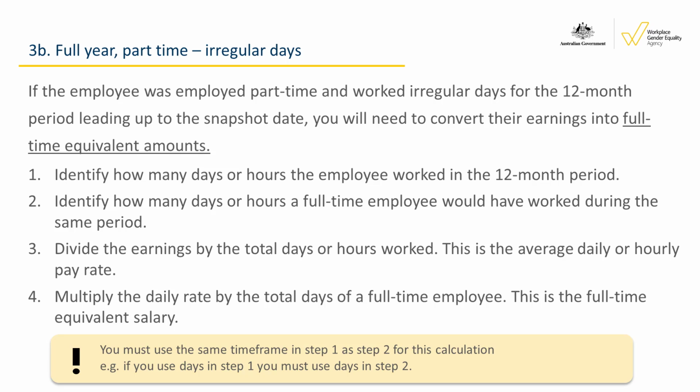Divide the employee's base salary or total remuneration earnings by the number of days or hours worked to get an average daily or hourly pay rate. Multiply this daily rate by the full-time equivalent amount, and that's either the hours or the days that a full-time employee would work, to calculate their full-time equivalent base salary and total remuneration amounts.